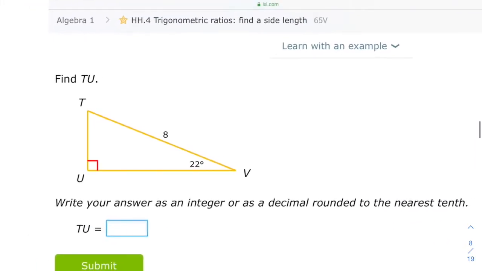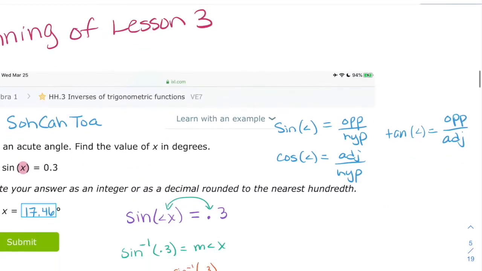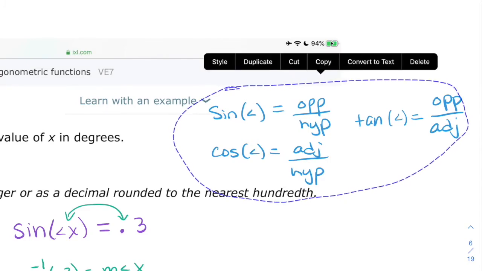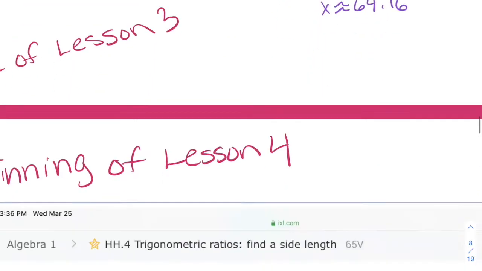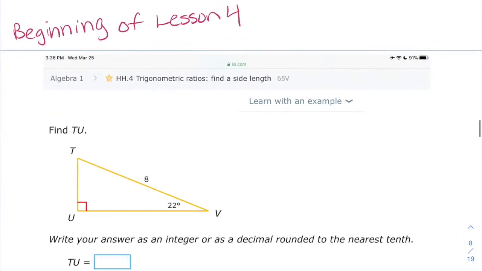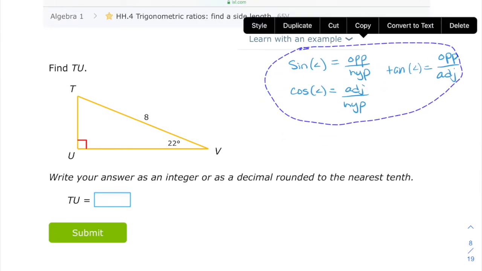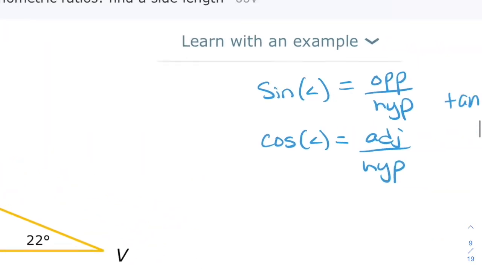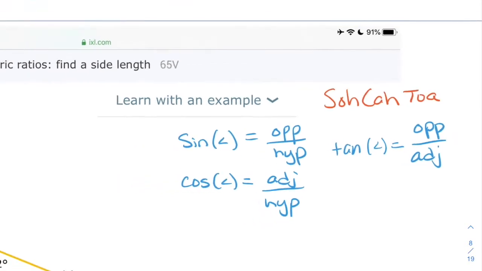So remember our 3 trig functions. I'm actually going to just copy and paste them from above because I already wrote them earlier today. Remember, it is sine, cosine, and tangent. And with that, we have the acronym SOHCAHTOA. Don't worry, I'll post all of these completed notes in Google Classroom.